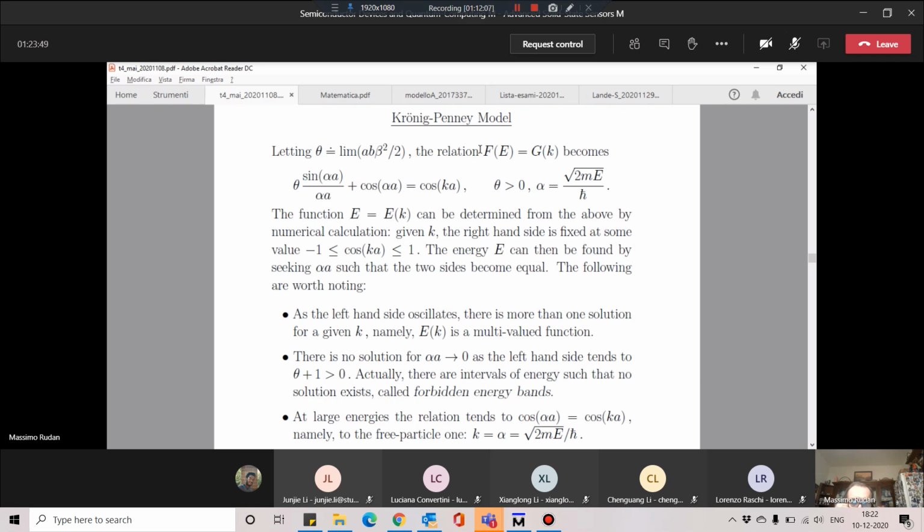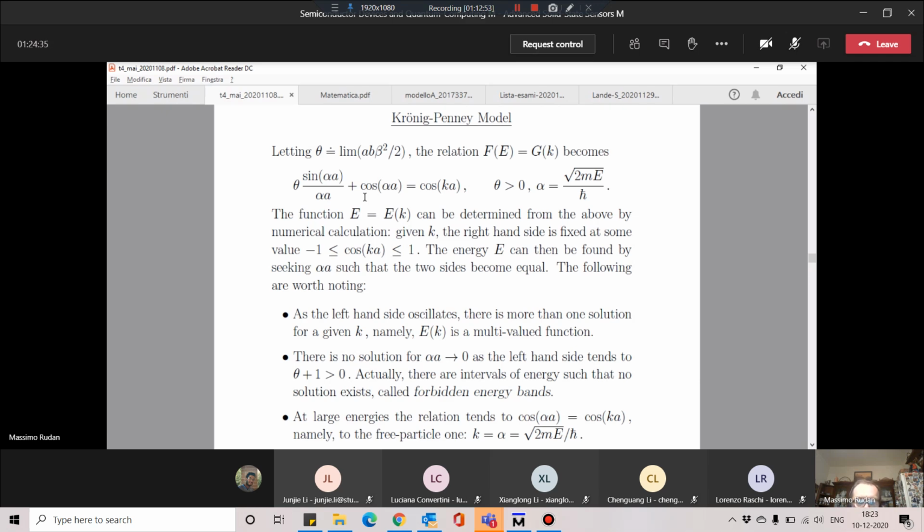And this is the simplified form of the relation between energy and K, in which, again, K is only in the right-hand side, and the energy is hidden only inside alpha. Because you remember, alpha is equal to the square root of 2m times the energy divided by h bar. So this is a simplified form of this relation. We shall analyze it in a minute. But before we do it, we could try to solve this equation graphically.